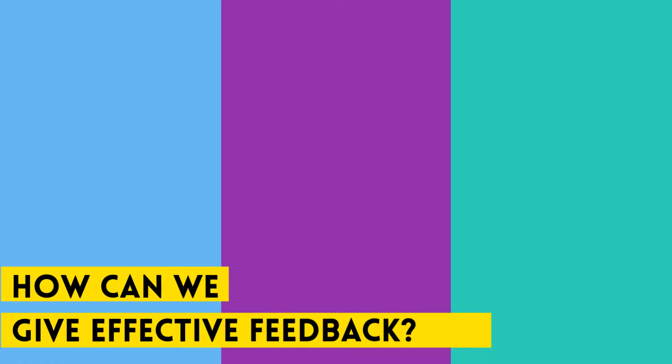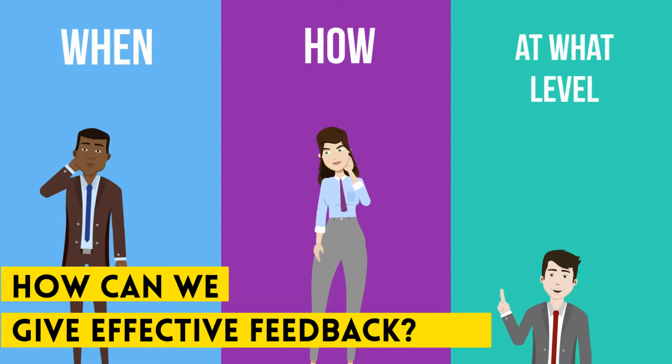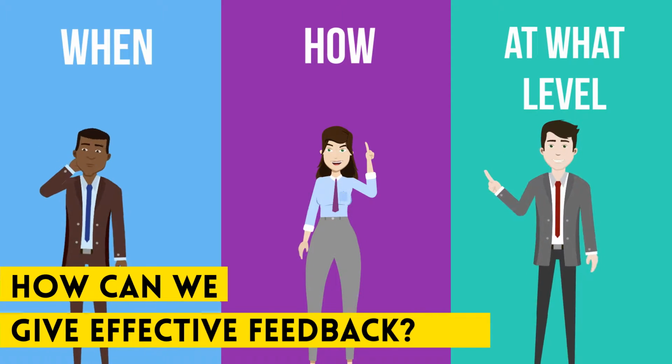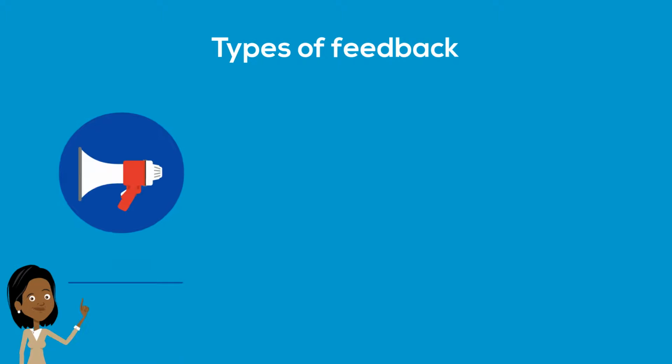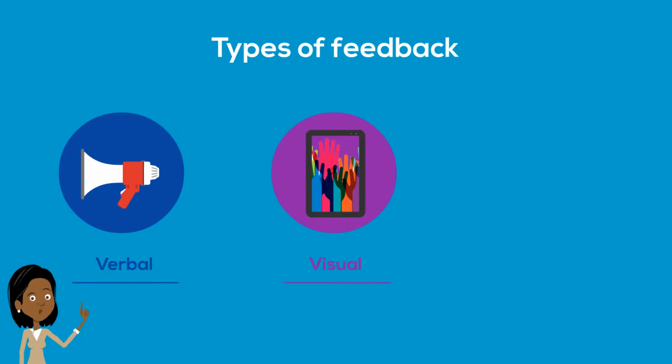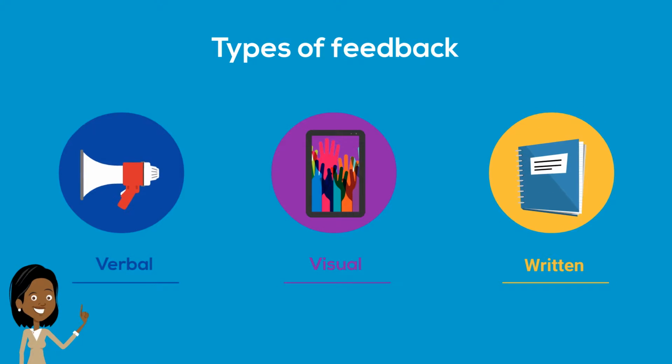How can we give effective feedback? First, teachers need to make appropriate judgments about when, how, and at what level to provide appropriate feedback. It is important to identify the types of feedback a teacher can usually provide to the learners. Three common types of feedback are verbal feedback, visual feedback, and written feedback.